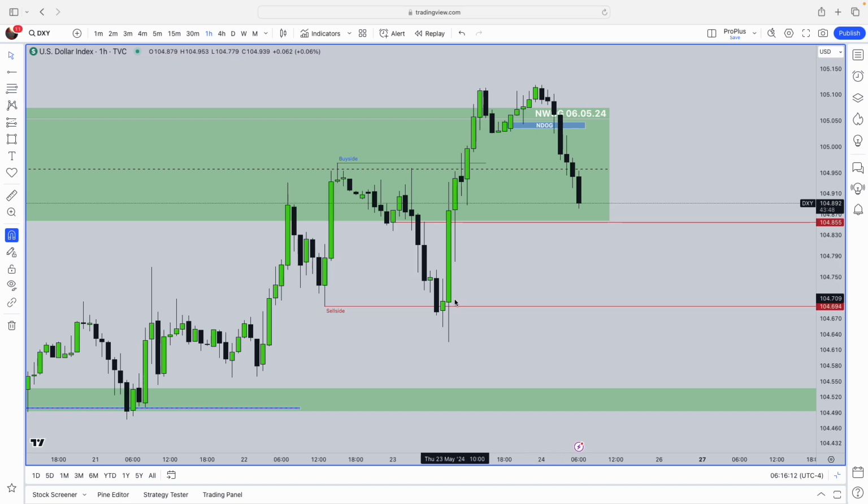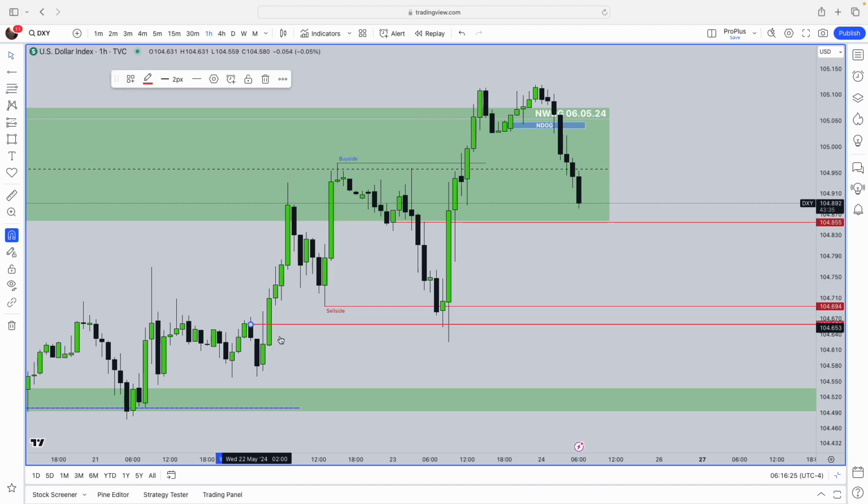So the dollar was here. Okay, so we're looking at 9 o'clock, 10 AM. Sell side, taken. Bullish order block here. So you can see, bullish order block there. And then there's also that BISI here.